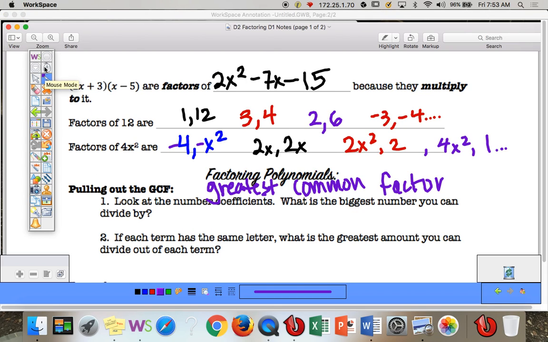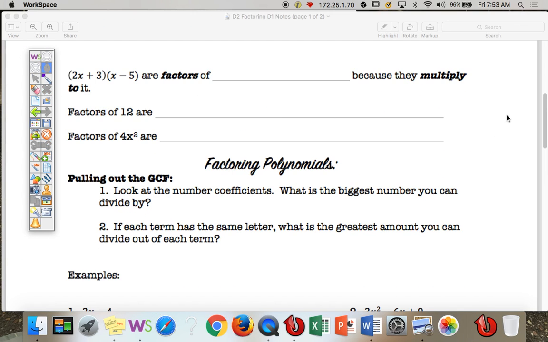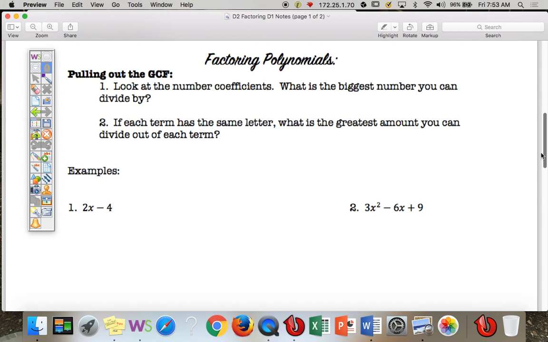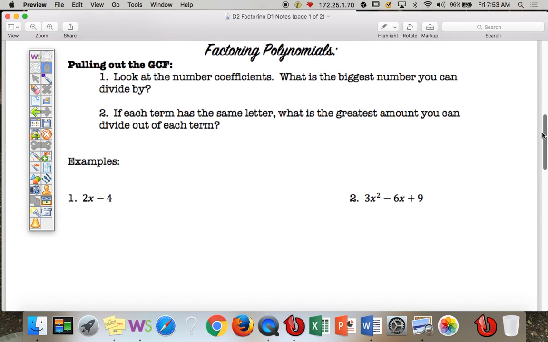So here are the steps. Look at the number of coefficients. What's the biggest number you can divide by and not get a fraction or a decimal? If each term has the same letter, what's the greatest amount you can divide out of each term? So let's do a few examples here.